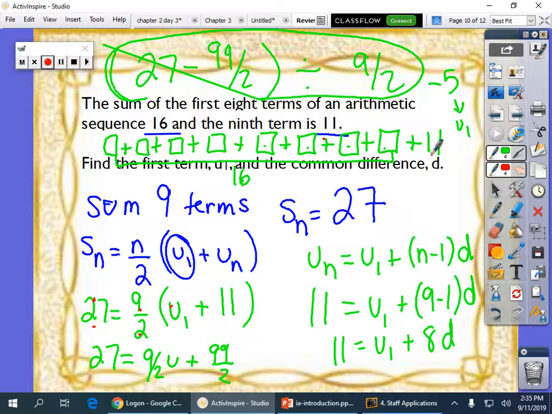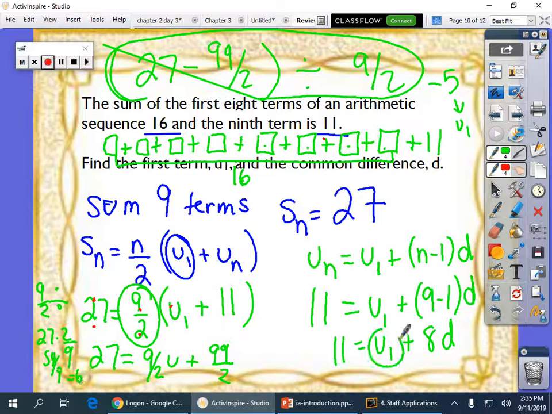Okay? So Miss Turowski actually had a better idea. I distributed here. She said, rather than distribute, you could have already divided by 9 over 2, which would have meant 27 times 2 over 9, which is 54 divided by 9, which is 6, and then you subtract the 11 and still get negative 5. Okay, so negative 5 is my first term.